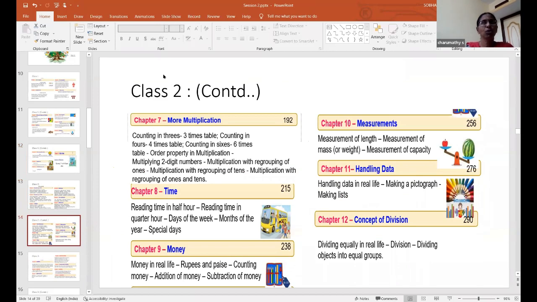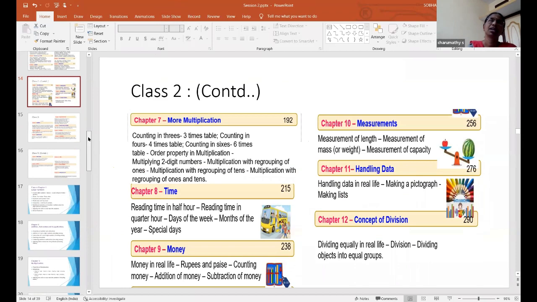Seventh chapter is about more multiplication. As I said earlier, there in the introduction to multiplication, we teach them only how to represent multiplication facts and addition facts and represent the sum using number line and number strip. Here, counting in 3s, counting in 4s. So they build on the multiplication tables. And order property of multiplication is very important here. And multiplying 2-digit numbers and 3-digit numbers by 1-digit number. Of course, multiplication with tens and hundreds also.